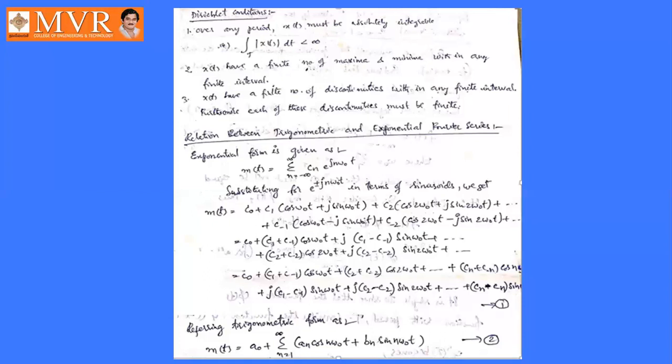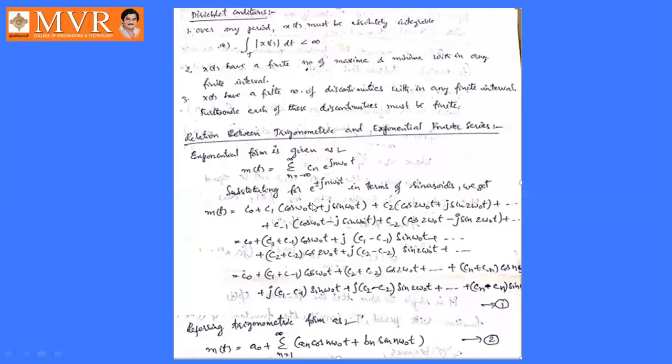Let us take the exponential form of the Fourier series for any arbitrary signal m of t: m of t equals sigma n is minus infinity to infinity Cn into e power jn omega naught t. Substituting for e power plus or minus j omega naught t in terms of sinusoids, e power j omega t is cos omega naught t plus j sin omega naught t. Then m of t equals C naught plus C1 into cos omega naught t plus j sin omega naught t plus C2 into cos 2 omega naught t plus j sin 2 omega naught t, and so on up to Cn into cos n omega naught t plus j sin n omega naught t, plus C minus 1.